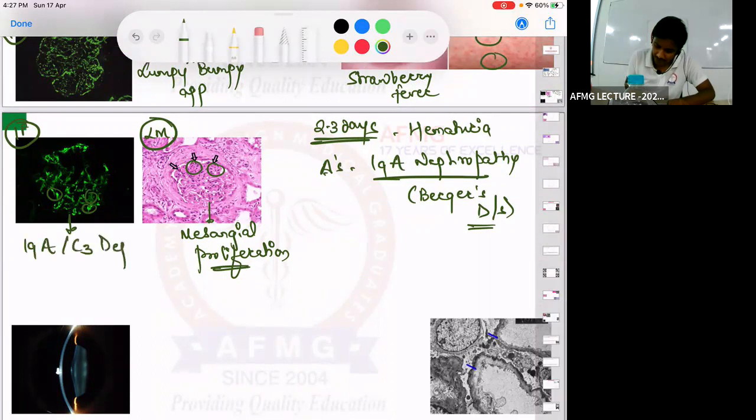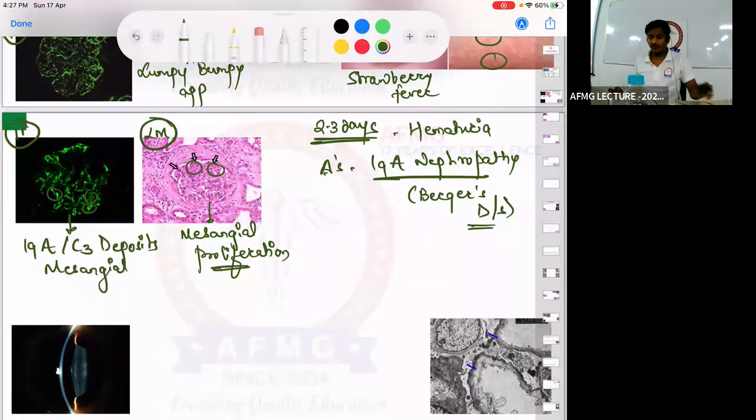Here I will find which type of deposit? Where will I find them? Subepithelial, subendothelial, mesangial. Mesangial deposits. Okay, please remember, mesangial deposits is a feature of IgA nephropathy.